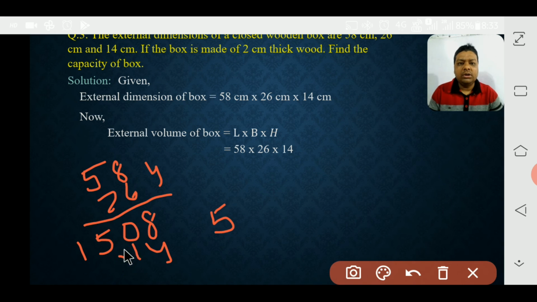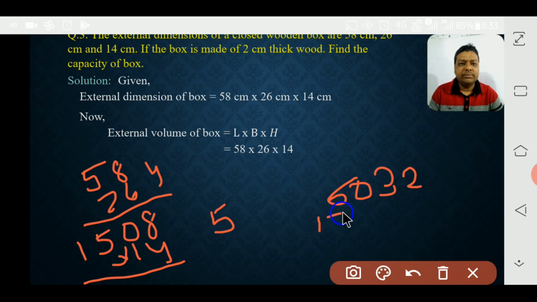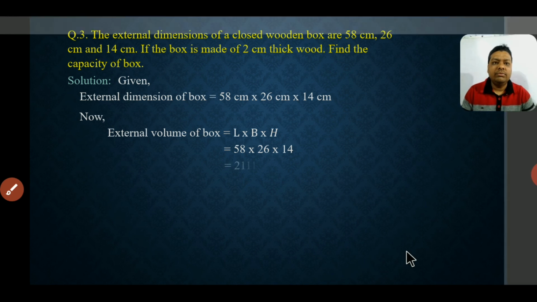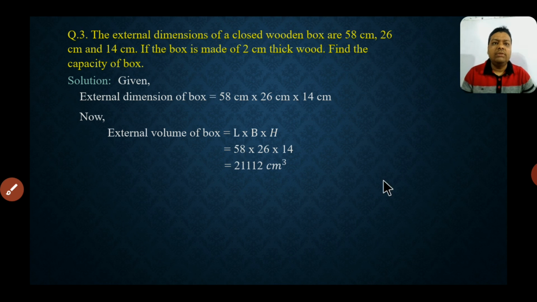So it will be what? Let's see. 8 4s are 32. Here we can write 8 4s are 32. 15 4s are 60. It means 6032. Now one time, so same 1508. After that, let's add it. 2, 8 plus 3, 11, 6 plus 5, 11, plus 1, and 2. 21,112. That is the external volume of the box.